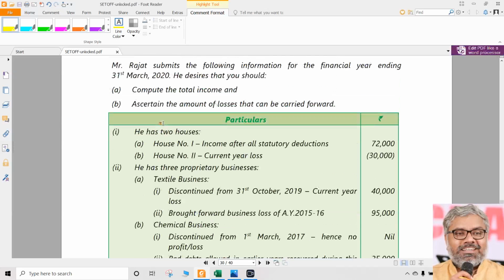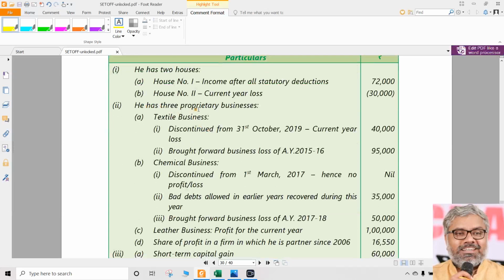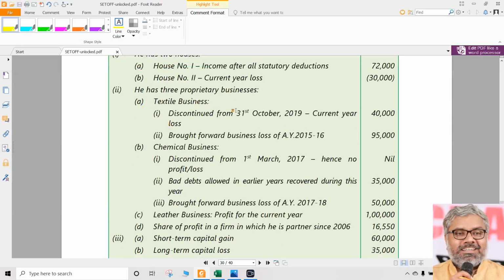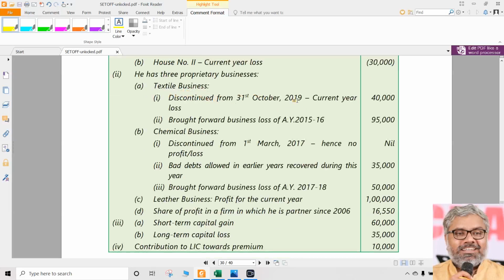Anyway, that is point number 1. Second point, he has 3 proprietary businesses. The first business is a textile business, which was discontinued from 31st October 2019, which is during the year. In that there is a current year loss of 40,000 and a brought forward loss from assessment year 15-16, which is still within 8 years back. So that is 95,000. Both are losses only, there is no profit here. So any of them can be set off against the incomes of the current year, which we have to still face. So textile business, full loss.